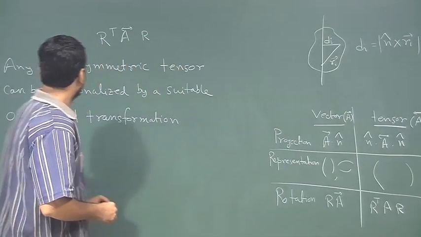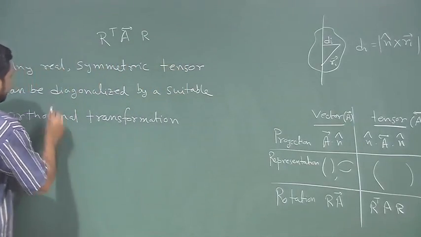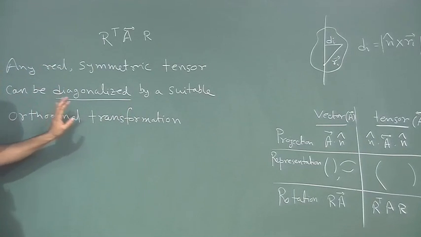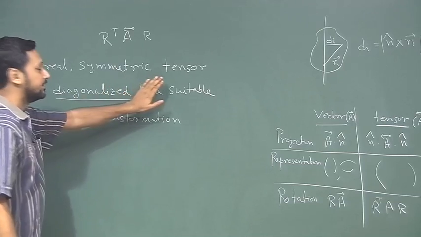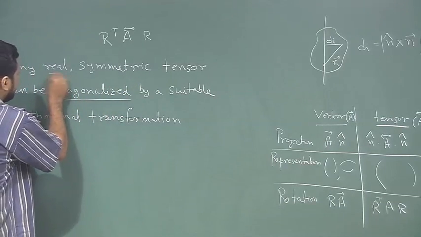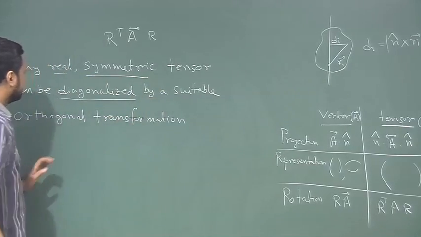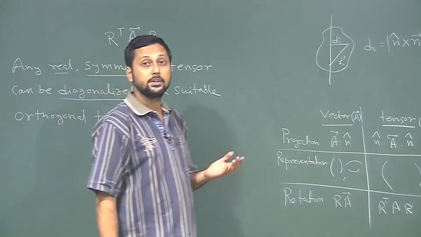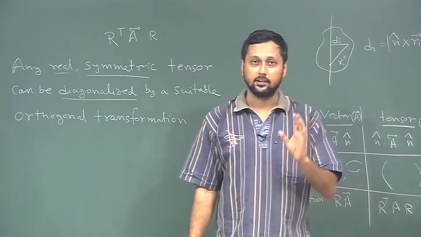So, we were talking about diagonalization of a real symmetric tensor. Now, first of all, when I say real and symmetric, we have already discussed that a moment of inertia tensor is both real and symmetric.